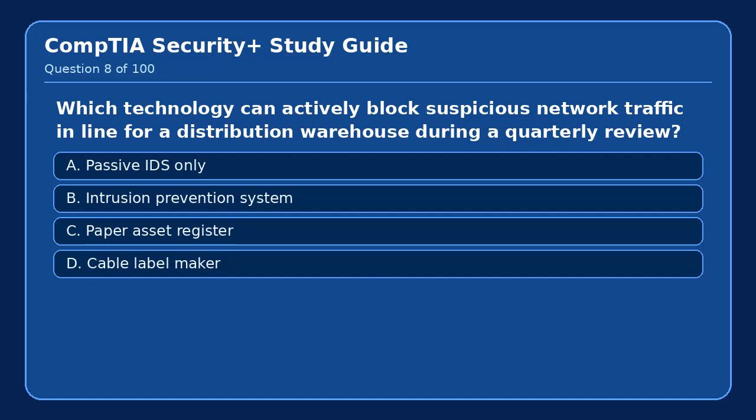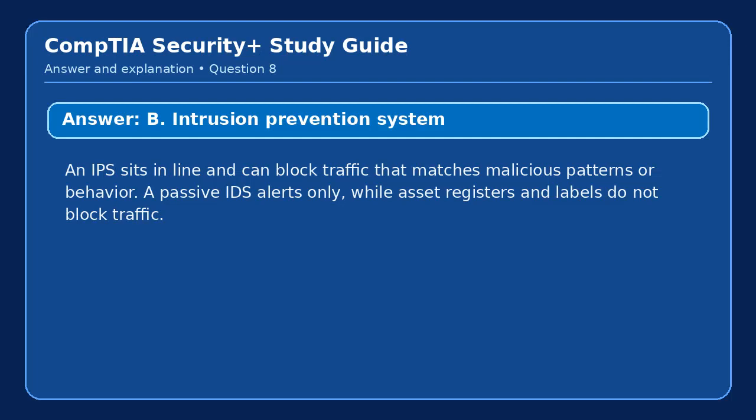The answer is B. Intrusion prevention system. An IPS sits in line and can block traffic that matches malicious patterns or behavior. A passive IDS alerts only, while asset registers and labels do not block traffic.